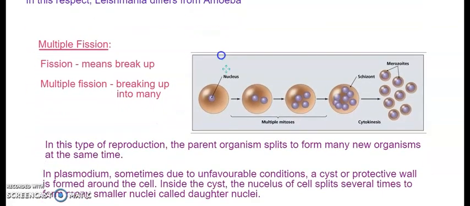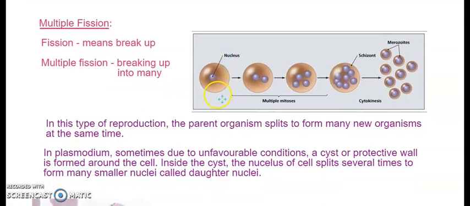The next type of fission we are going to talk about is multiple fission. What is multiple fission? Fission means breaking up. Multiple means breaking up into many parts. As you can see here, this is the picture of plasmodium, which has one nucleus that splits into two, then becomes 4, 8, and gradually becomes many daughter cells. So what is the real process of multiple fission? The parent organism splits to form many new organisms at the same time.